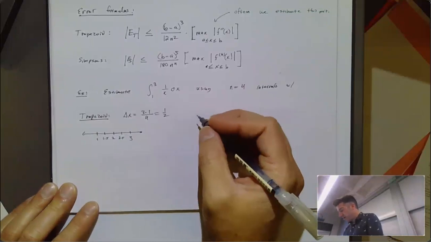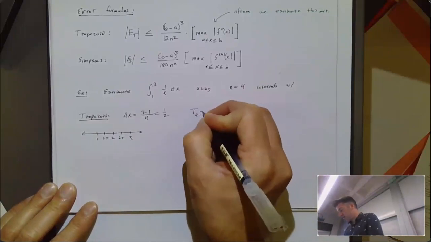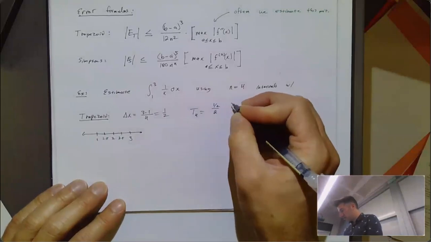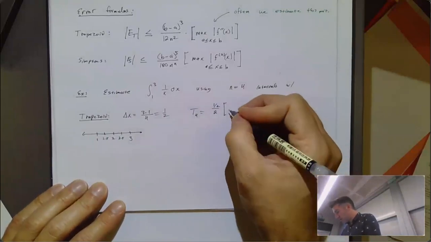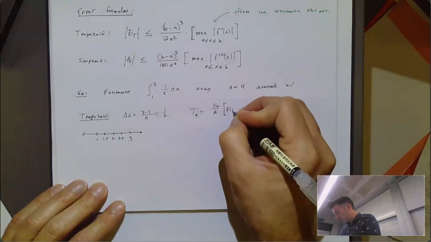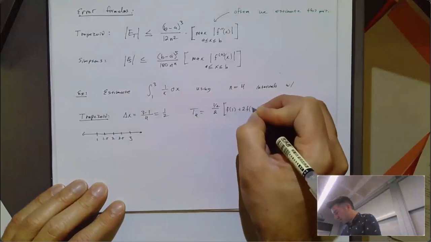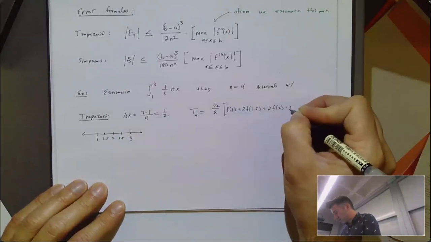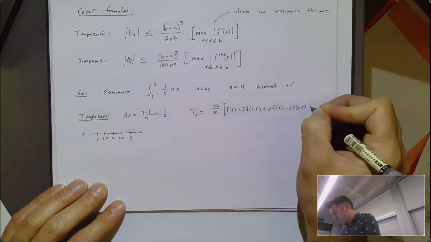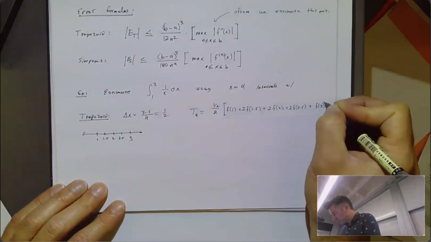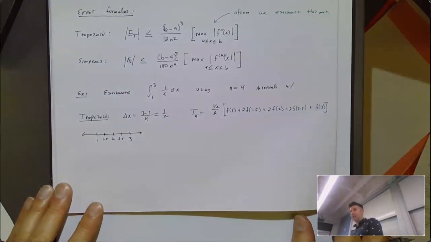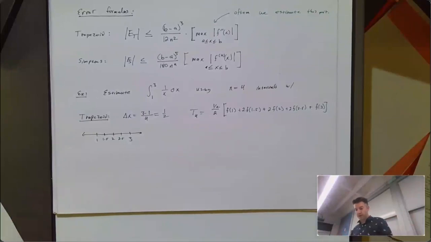And then my estimate is going to be delta x over 2 times f of 1, plus 2 times f of 1.5, plus 2 times f of 2, plus 2 times f of 2.5, plus 1 times f of 3. I'm not even thinking that hard about what I'm doing, I'm just mechanically plugging into the formula.